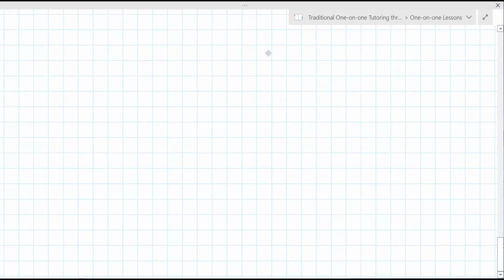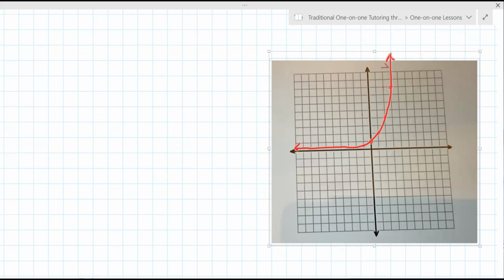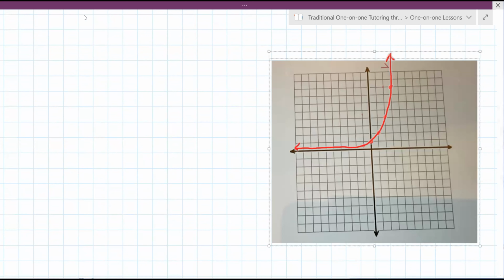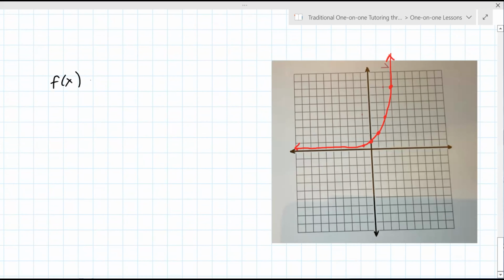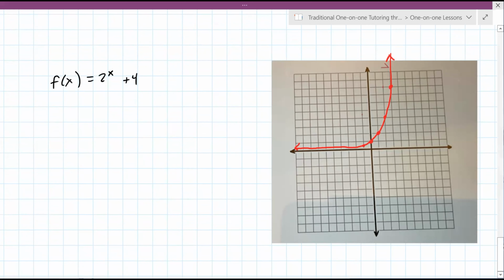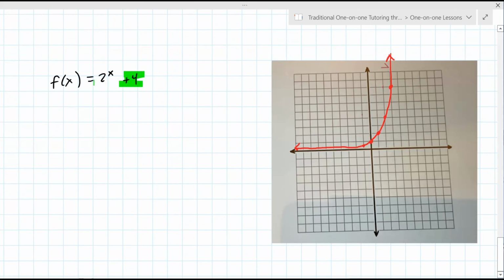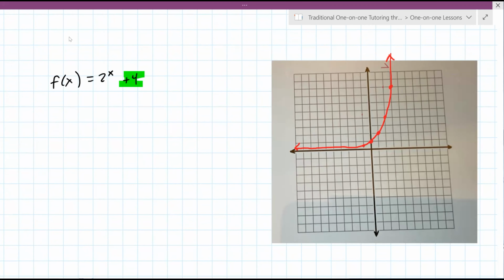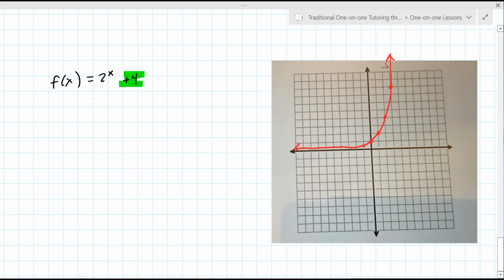Okay, so I'm going to bring down that graph and we're going to look at the new function here, 2 to the x plus 4. Now, because of all the work we've done, you should be able to already tell me what this plus 4 does. What does that plus 4 do? It moves it up. Up how many? 4. Yeah.